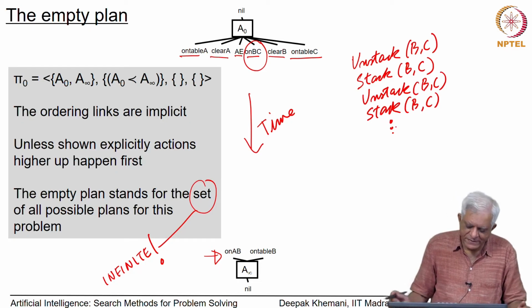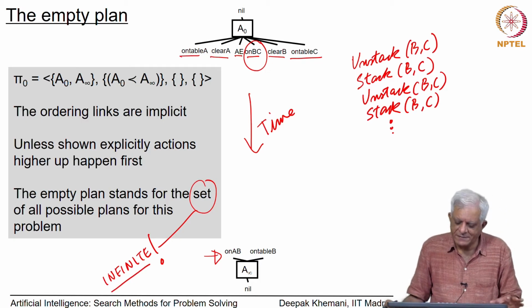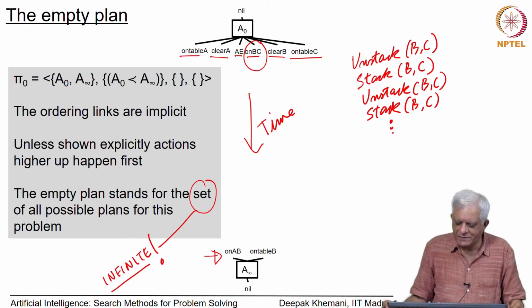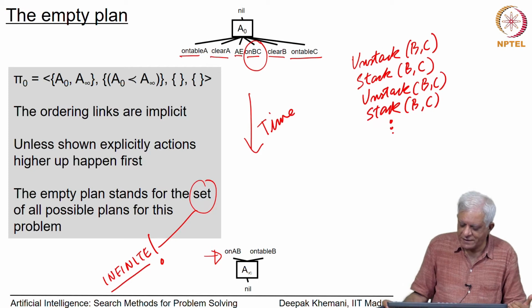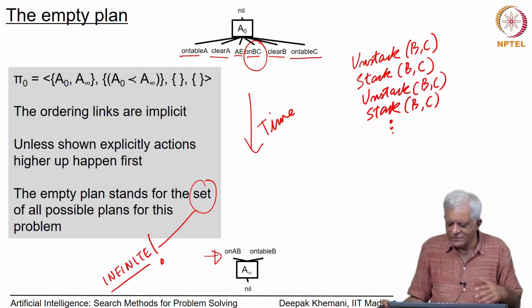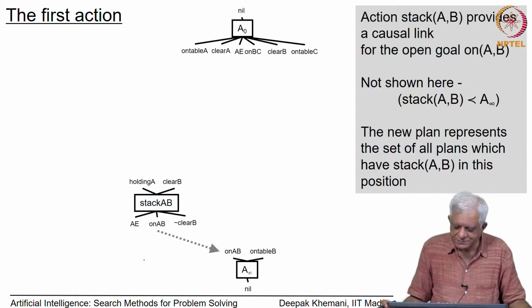So, in that sense, the space explored by plan space planning, even for this tiny problem that we are looking at, is infinite, whereas the space explored by state space planning, forward state space planning, backward state space planning, goal stack planning would have been finite essentially. So, that is one little bit of a difference between the two approaches.